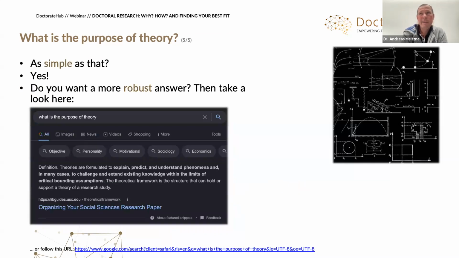So this is a simple way of explaining the purpose of theory. And is it as simple as that? In short, yes. But if you do want to have a more robust answer, you can have it. Just follow the link here and below, and Google certainly will point you to all of those resources that will provide you with more comprehensive answers.